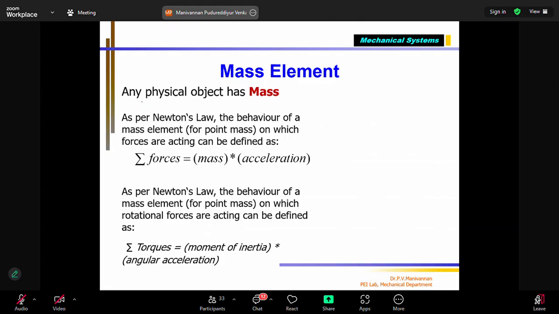Correct? Any physical object which is solid in shape will have mass. It can be any material, plastic, rubber, steel, metal, ceramic, anything. It has a mass. Now, when we talk about the mass element, as per Newton's law, generally we consider a point mass, because generally mass has a volume, correct? And the amount of matter in the given volume is called mass. Whenever you want to consider some model development, we say that it's a point mass, meaning the entire mass.